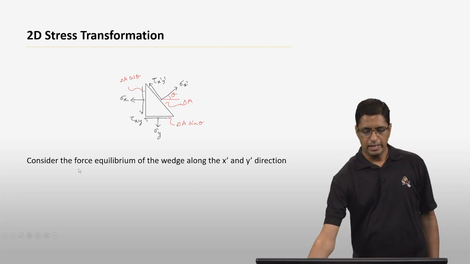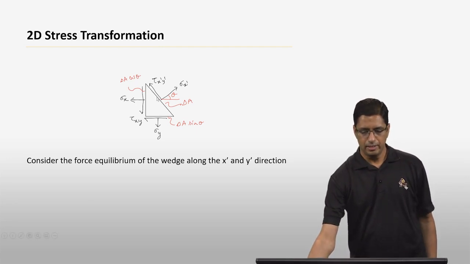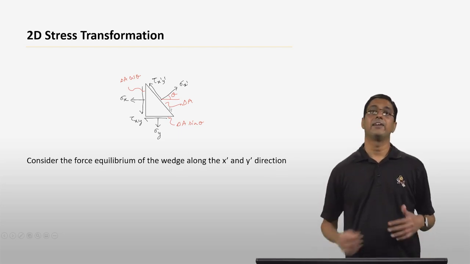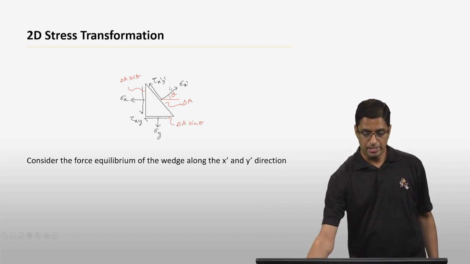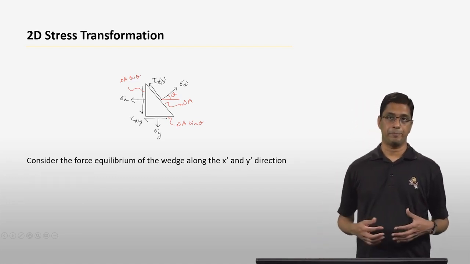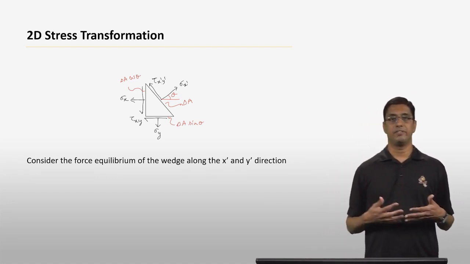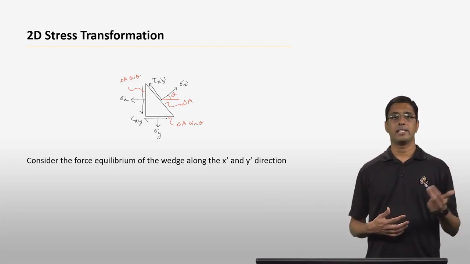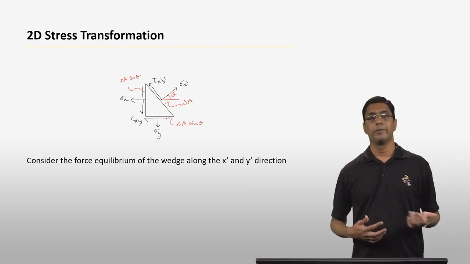Okay, so now if I take this wedge out from the square, then I have sigma x acting on one face, sigma y acting on the other face, and I still have this tau xy acting on these two faces. However, on this inclined face I have different stresses. The normal stress on this inclined face is sigma x prime, and the shear stress on this inclined face is tau x prime y prime. What we are interested in is trying to find out the sigma x prime and tau x prime y prime in terms of sigma x, sigma y, and tau xy. So how do we go about doing that?